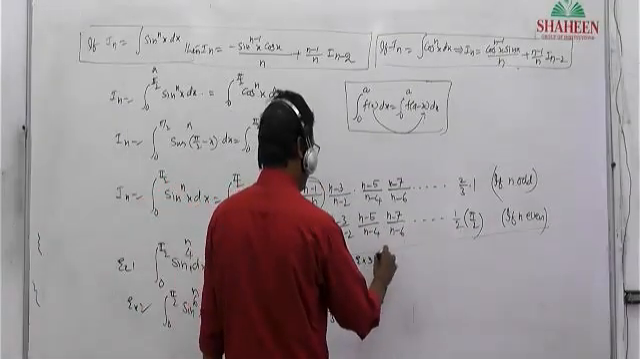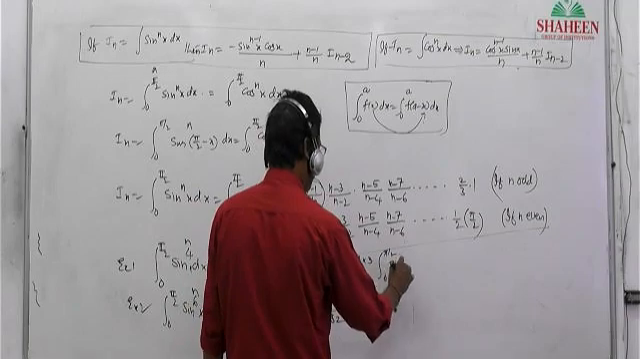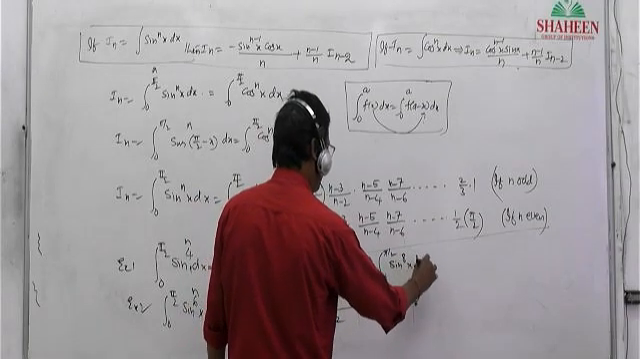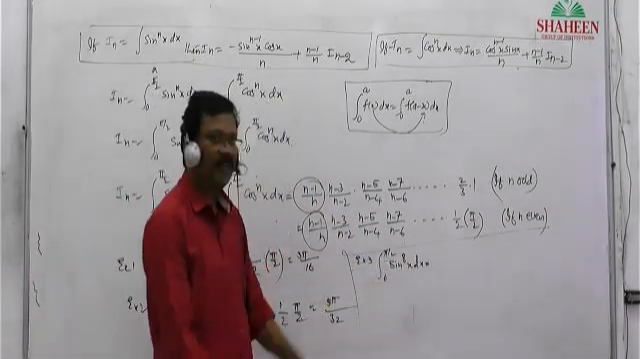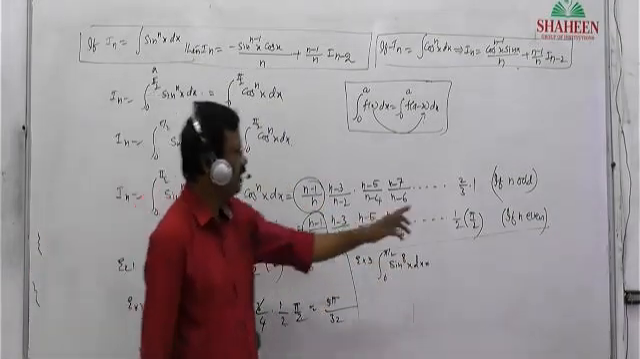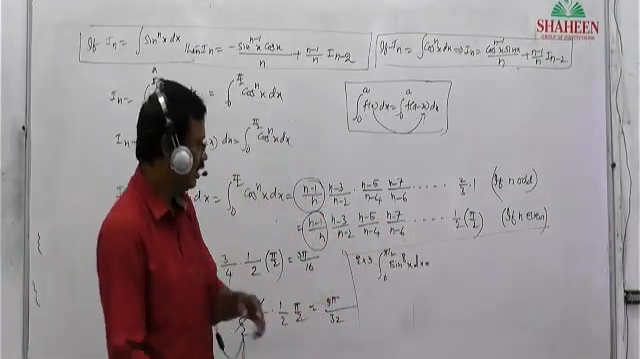The integral from 0 to pi by 2 of sine power 8x. What is n? n is 8. Is it even or not? Since it is even, the last number must be 1 by 2. Let us check that.